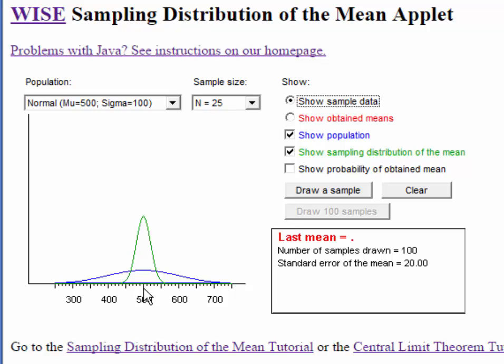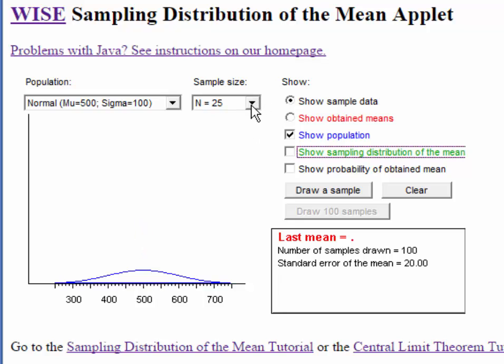Well, first we need to find the standard error. The standard error is the population standard deviation, which is 100, divided by the square root of the sample size. Square root of 25 is 5. 100 divided by 5 is 20. The standard error of the mean is 20. And so then the likely error is about double that, around 40, actually 1.96 times 20.